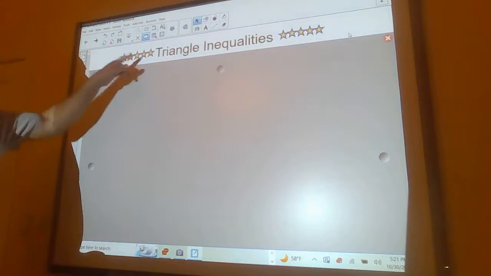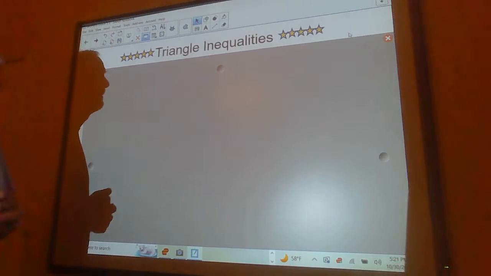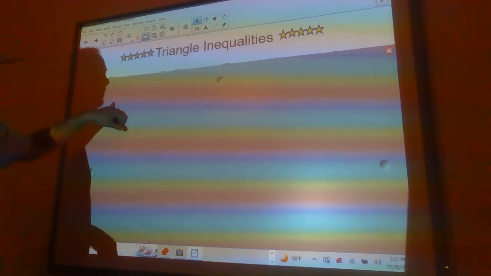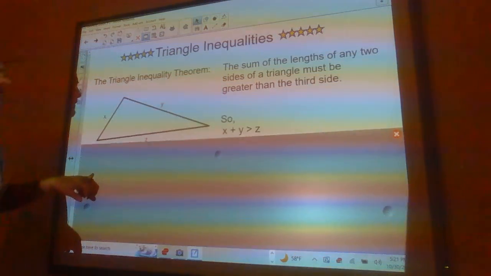Hi guys, today we're going to talk about triangle inequalities. Also lots of stars on this theorem because it's important. It's going to come up a whole bunch in geometry. What is a triangle inequality?